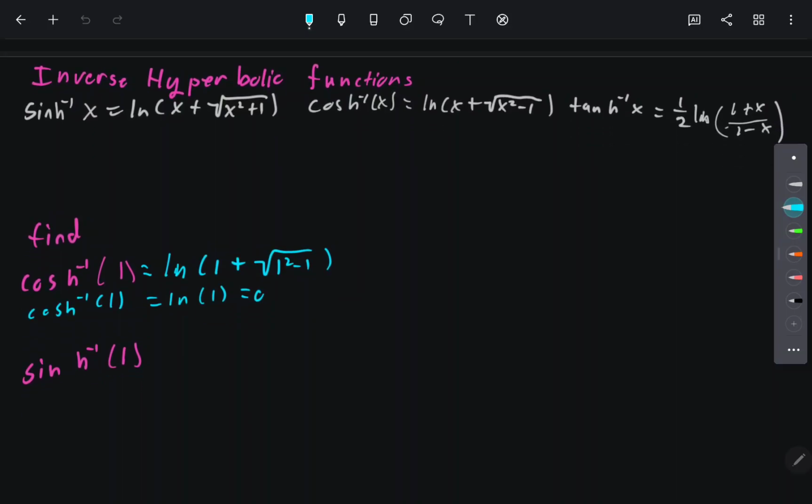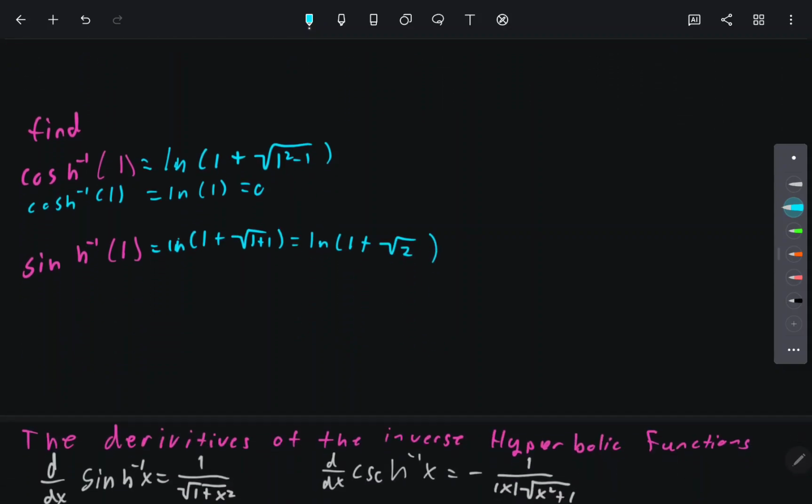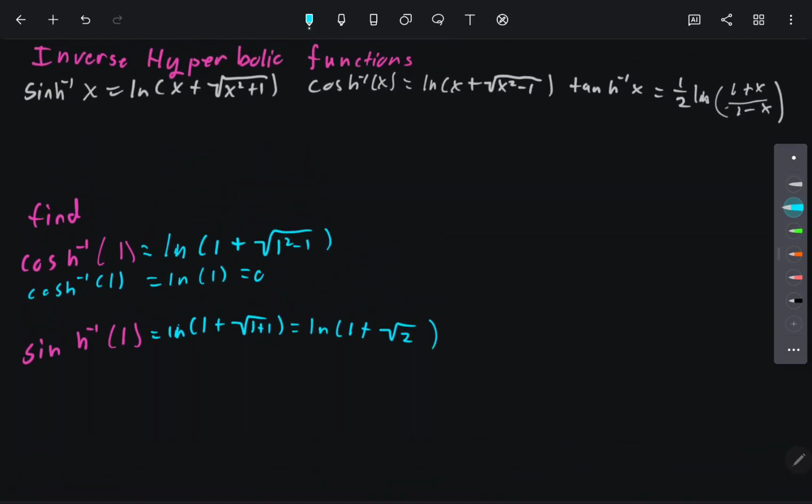For this hyperbolic sine inverse of 1, we get the natural log of 1 plus the square root of 1 plus 1. So we get the natural log of 1 plus the square root of 2 as our answer. And of course, we can't really simplify any more than that.